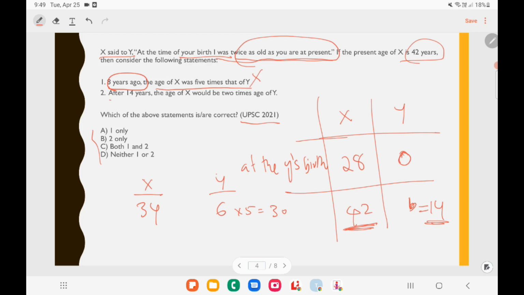The second statement says that after 14 years, so right now X is 42, after 14 years he will become 56. The age of X would be 2 times that of Y. So Y after 14 years will become 14 plus 14, that is 28, and 56 equals 28 into 2. So this statement is correct. So 2 only was the right answer.